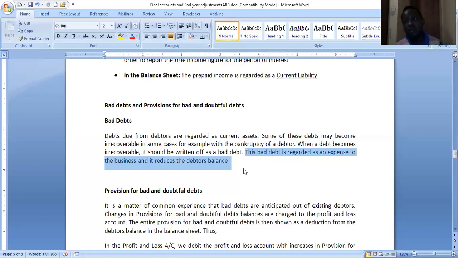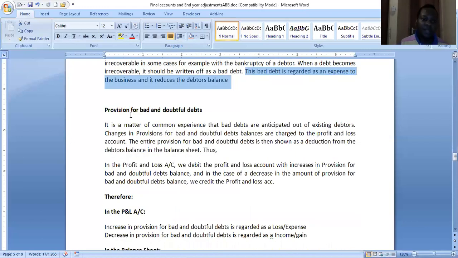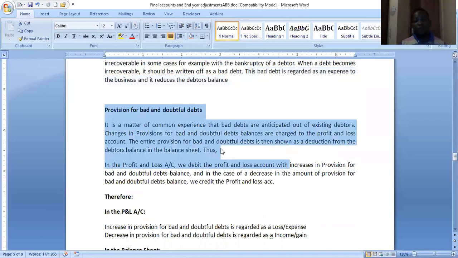So for bad debts, we treat them as an expense in the profit and loss account, and then in the balance sheet, the bad debts will be reduced from the debtors. And then next we have the provision for bad and doubtful debts. Okay, the provision for bad debts.